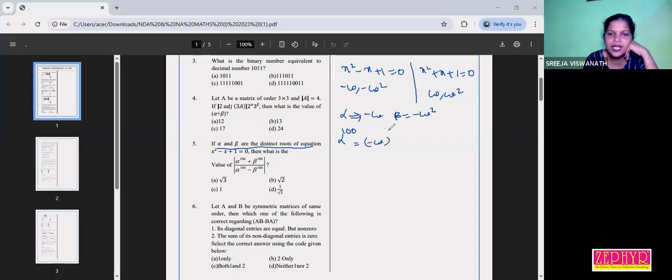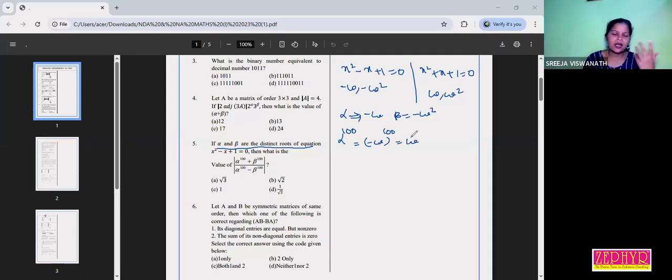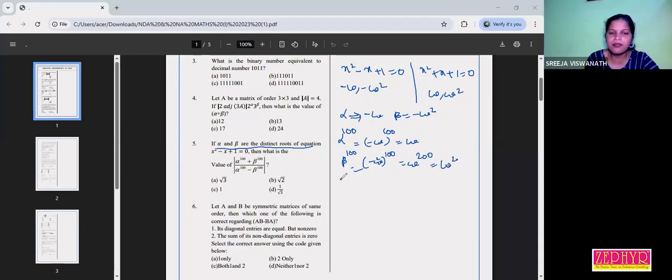Minus omega raised to 100 is what? Omega. Since omega raised to 3n is 1, it can be written as omega raised to 99 into omega. And also beta raised to 100, minus omega square raised to 100, that is omega raised to 200. What is omega raised to 200? Omega square. Now you can substitute the value.